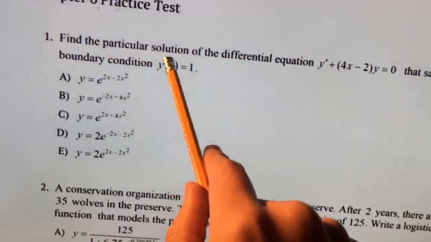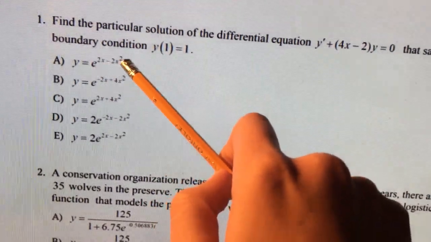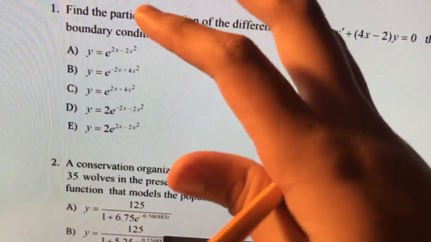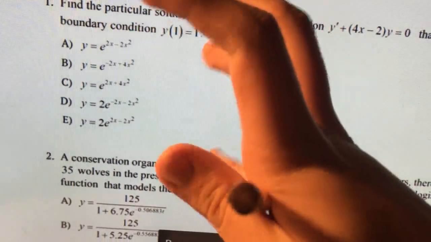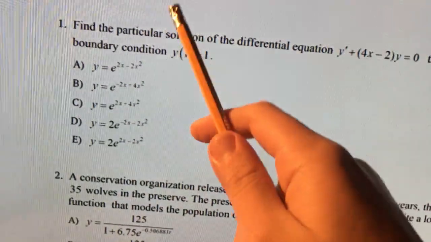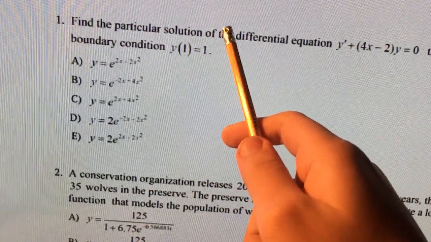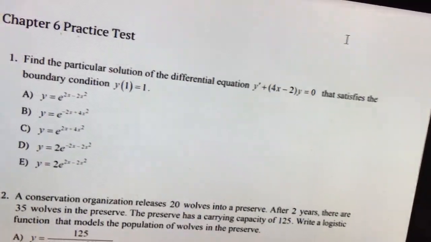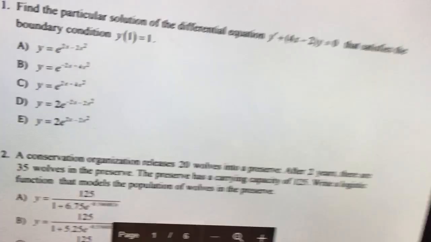A particular solution means that when you do the antiderivative, you get a c. For a particular solution, you have to find the c, because they give you numbers here, so you use those numbers to find your c.